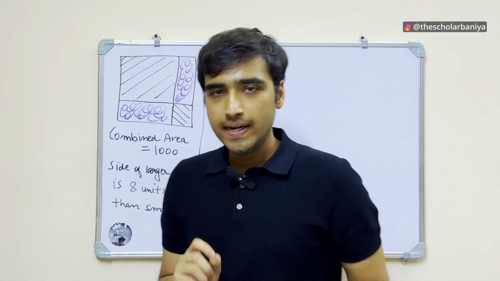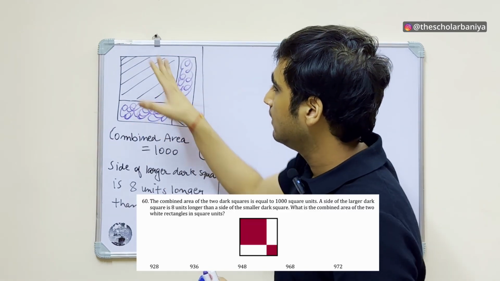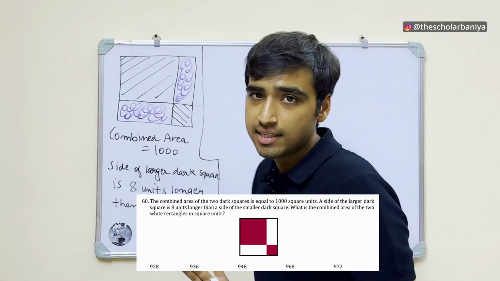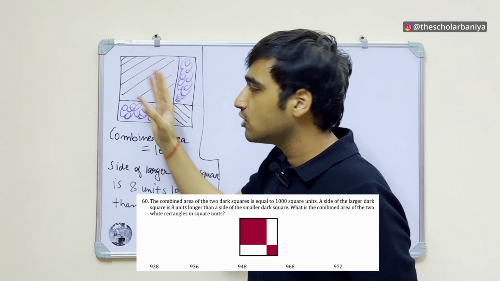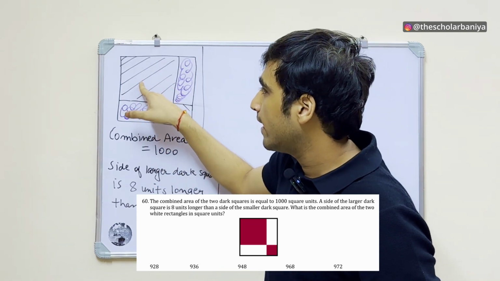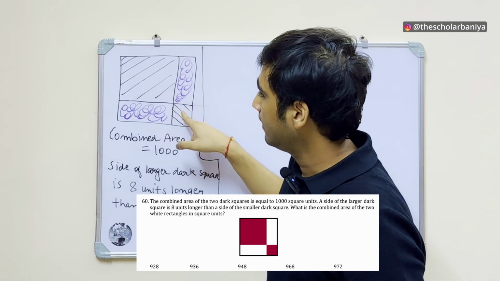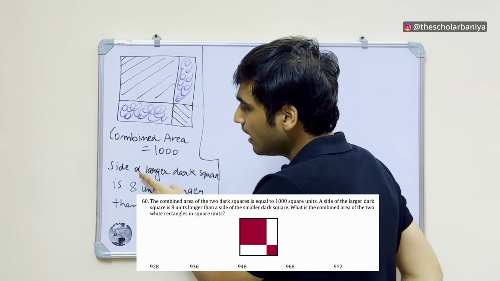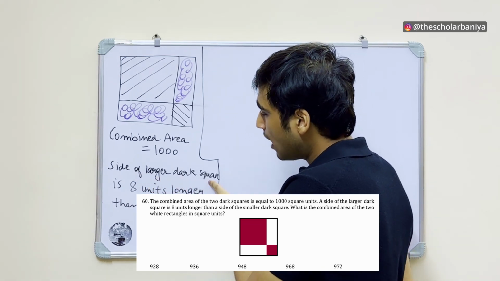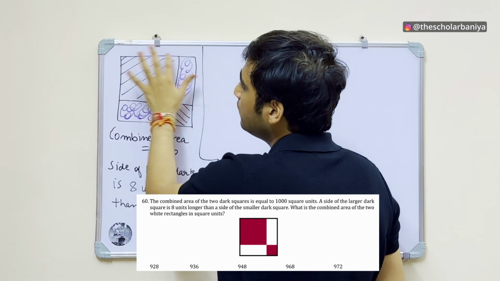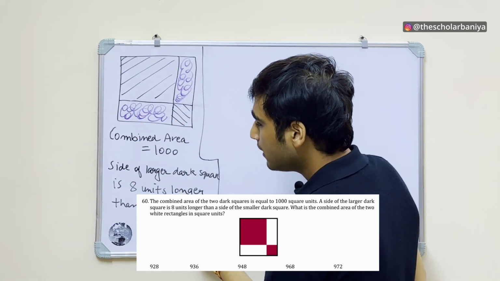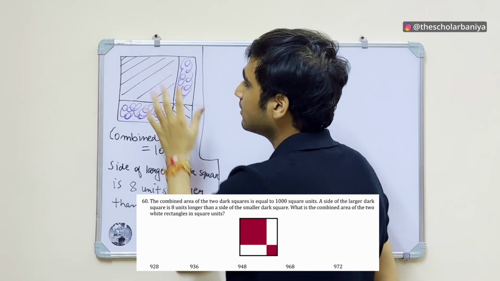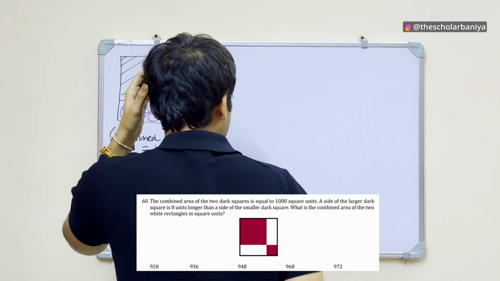So let's move on to the next question, guys. In this question, we are given a huge square inside which there are two small squares, right? One square is this and one square is this, and these two squares are shaded. The sum of the areas of this square and this square is given to be 1000, right? We also know that the side of the larger dark square is 8 units longer than the small one.